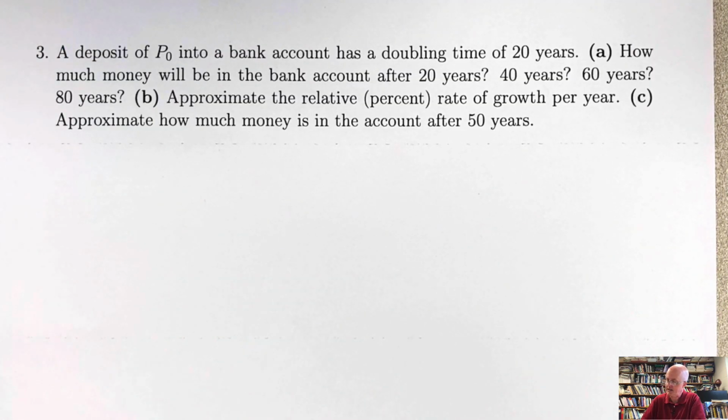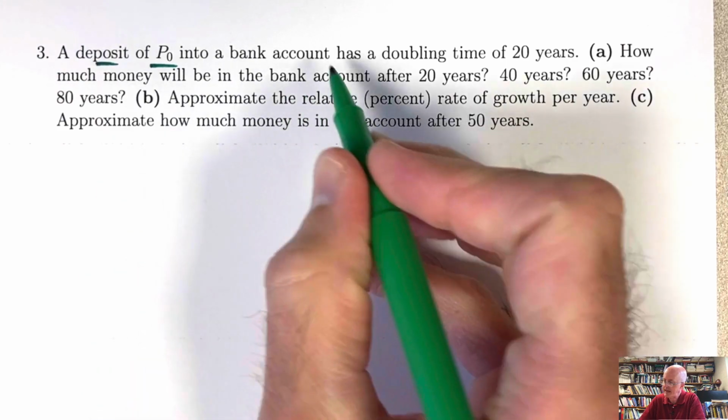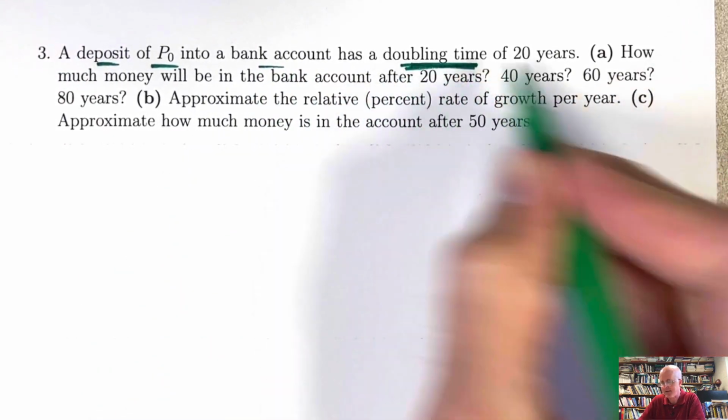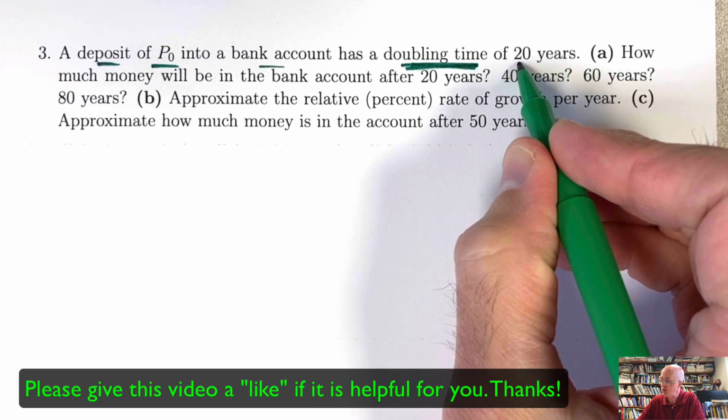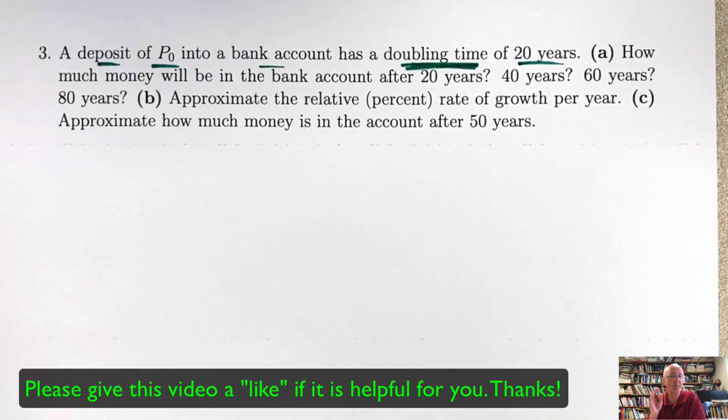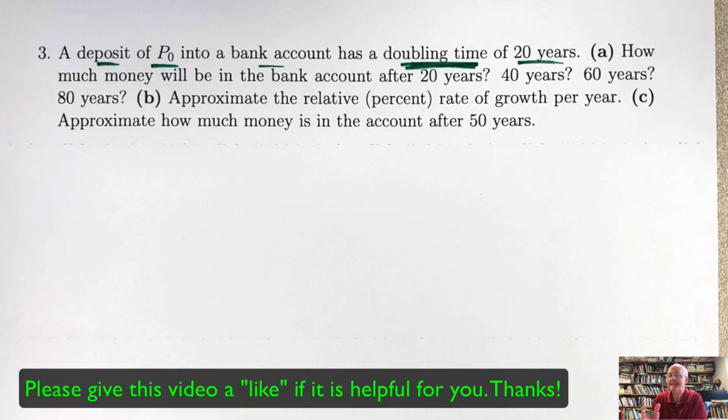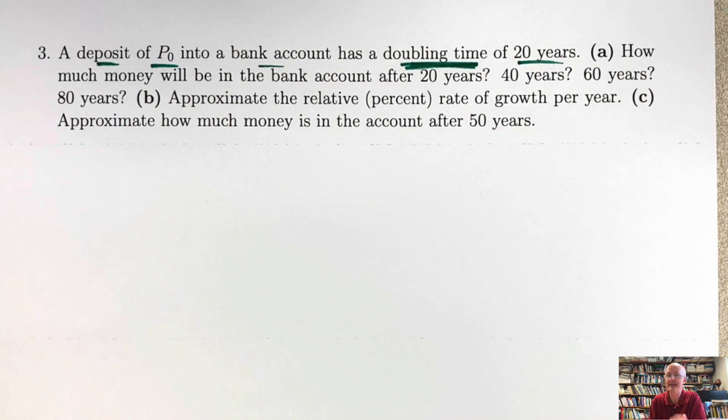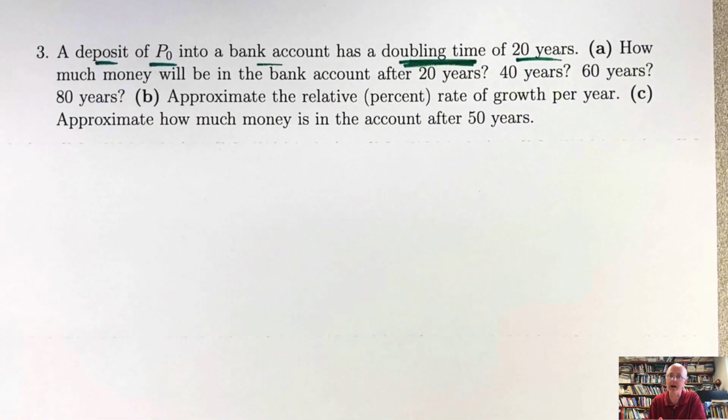Number 3, a deposit p sub 0 into a bank account has a doubling time, that's the key idea in this, of 20 years. What does that mean? It means no matter how much you put in the bank to start with, assuming your interest rate stays constant, which is not necessarily accurate, that's how long it takes your money to double. If you put $1,000 in, it'll double to $2,000 in 20 years. If you put $10,000 in, it'll double to $20,000 in 20 years. Doesn't matter, if the interest rate stays constant, the doubling time will be constant. It does not depend on how much you deposit.